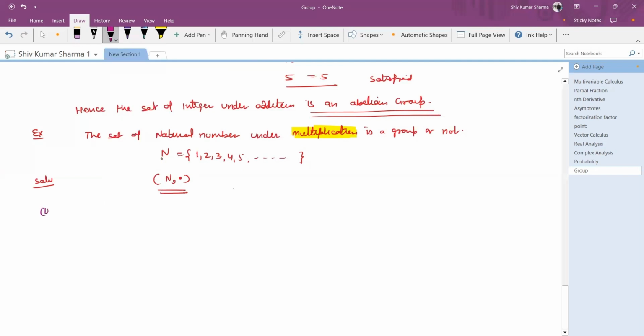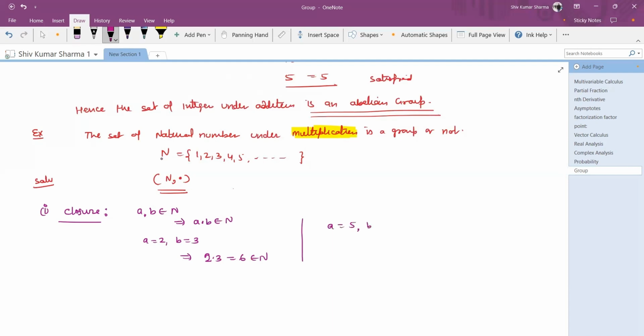So we start with the closure property. The closure property says that if a and b belong to the set of natural numbers, then a into b also belongs to the natural numbers. Satisfied? You can take any two elements from the natural numbers. Suppose we take a equal to 2, b equal to 3. When we do a into b, that means 2 into 3 equals 6, and 6 belongs to the natural numbers. You can take any two elements. Suppose we consider a equal to 5, b equal to 6.